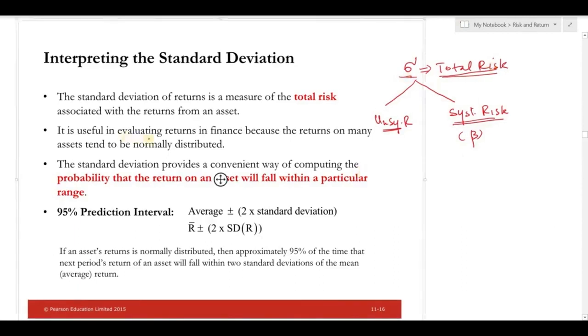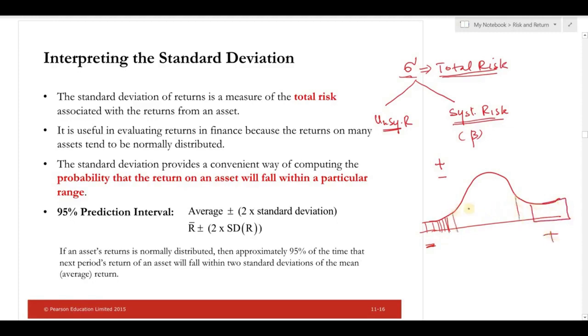It is useful in evaluating returns in finance because the returns on many assets tend to be normally distributed. Tend to be normally distributed means that sometimes you get a positive return, sometimes you get a negative one. So that is always a normal distribution. There are very few chances that you get a return that is very negative, and sometimes there is a boom, so you get the maximum return. But overall the situation in the market is normal and you get an average return.